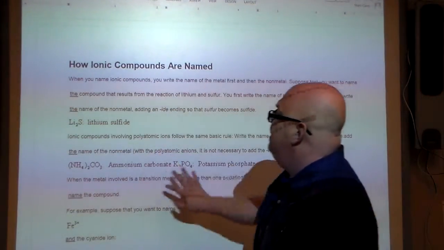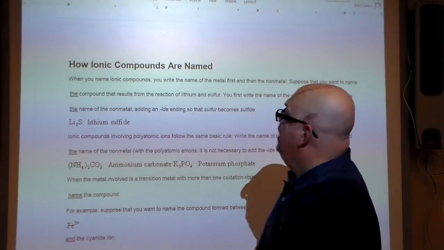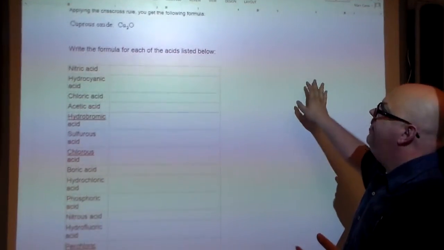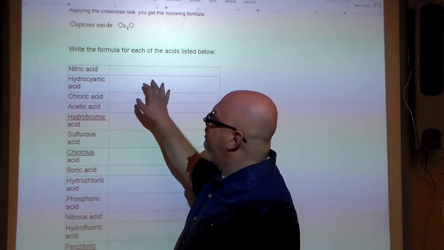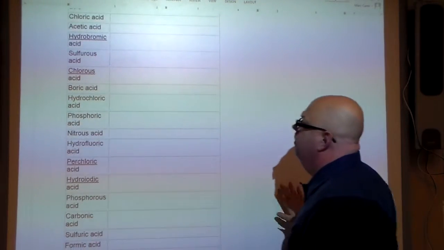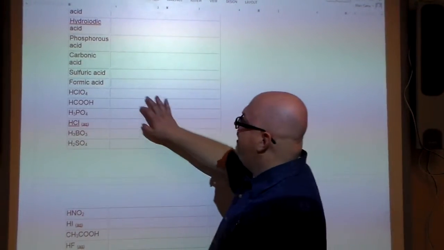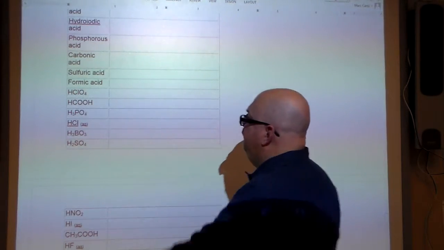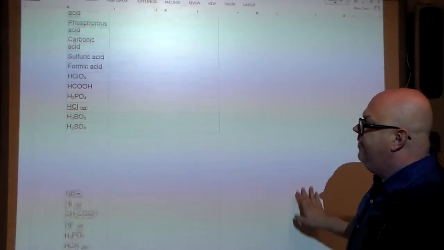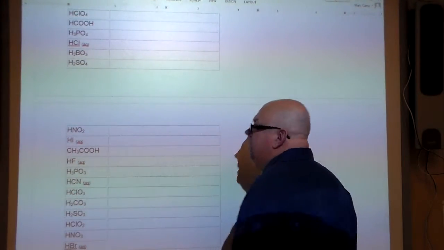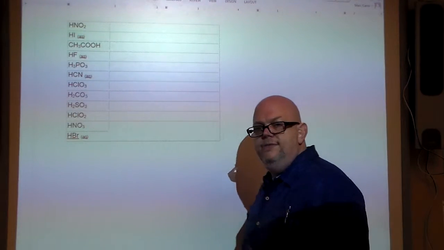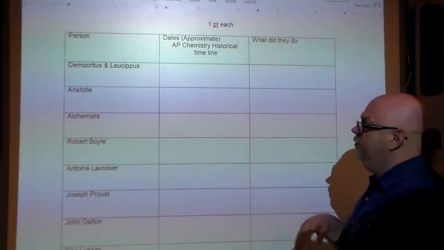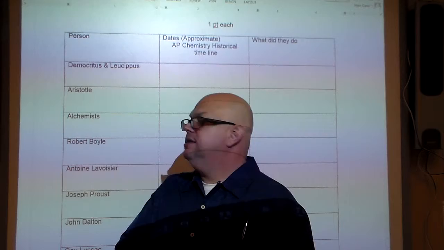Now, I also give a section on how ionic compounds are named, and it gives you some basic rules for that. Again, it's to help you. Then write the formula for each of the acids below. And then here, you're going to write the name of the acid in question, for example, hydrochloric acid. You would need to make flashcards for each of these. They don't have to be fancy flashcards. You can use index cards. That works. All right? And then here we look a bit at the history of chemistry.